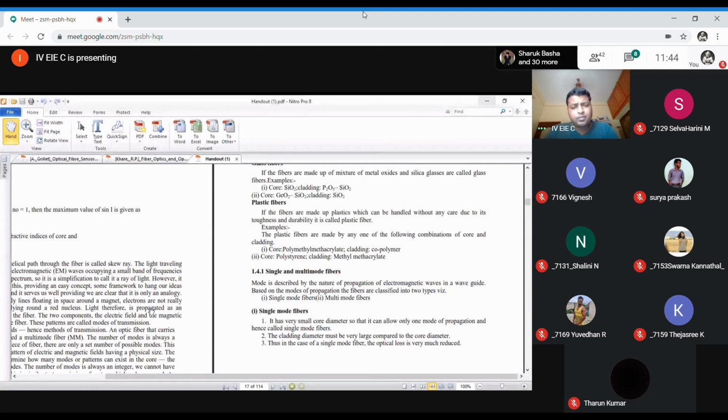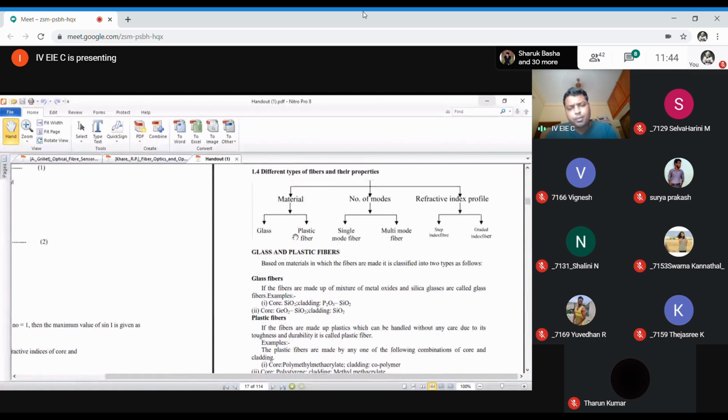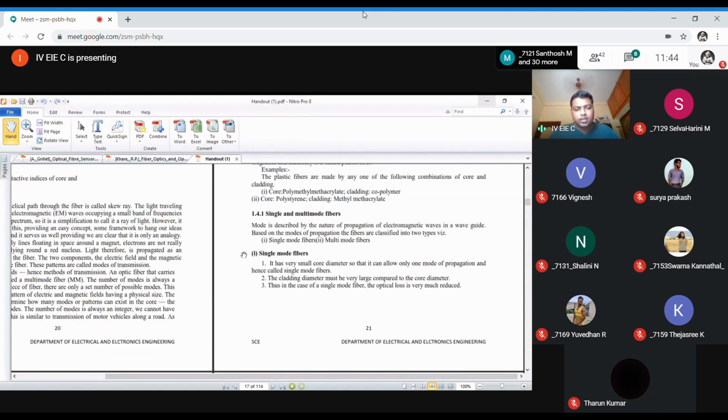Am I clear? So this is your classification based upon the materials. The different types of fibers based upon material are glass and plastic. Based on the number of modes, they are single-mode and multi-mode. With respect to refractive index profile, we have step index and graded index fiber. So this completes your classification.